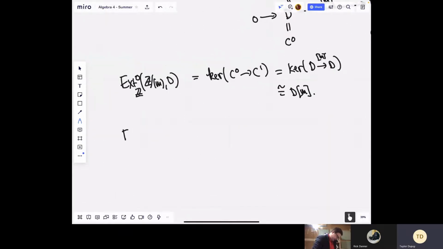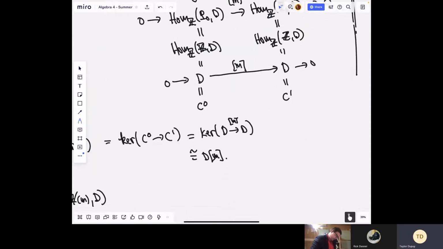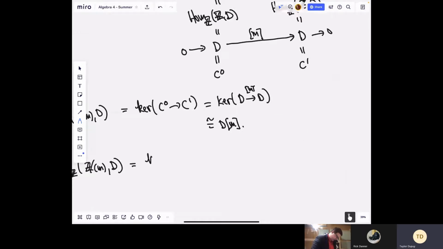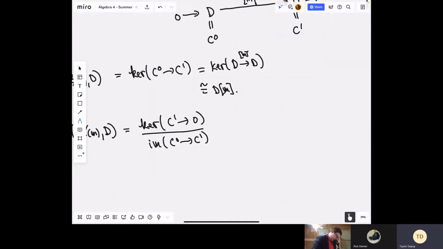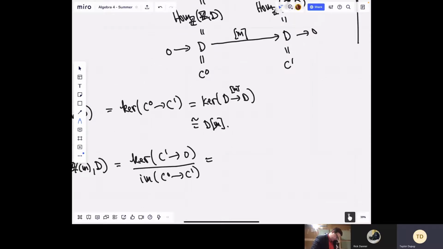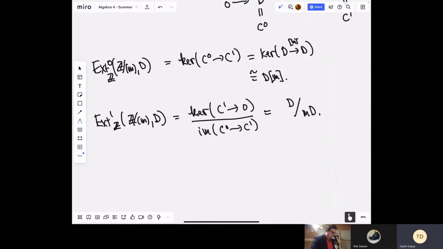Let's do X1. So what is X1? This is the kernel of C1 to 0 modulo the image of C0 to C1. And what is this thing? This is D modulo MD. So that gives us the formula for X1, and then we see that the higher X are 0 because there's nothing in the complex.